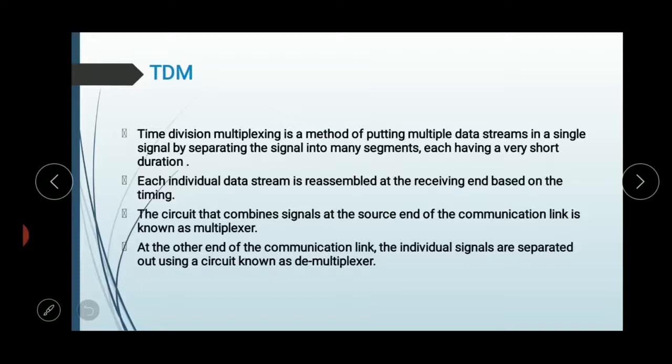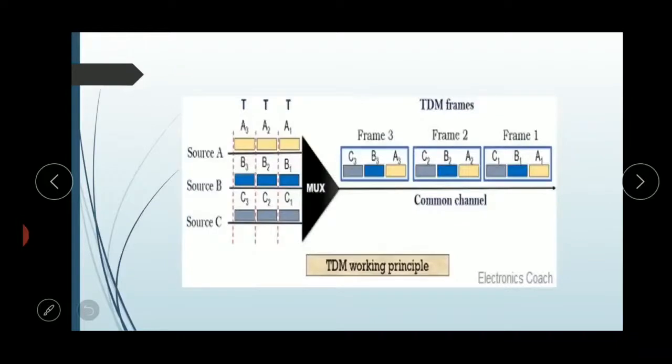So in TDM, the complete signal gets transmitted by occupying different time slots. The circuit that combines signals at the source end is known as the multiplexer, and at the receiving end the circuit used to separate the signals is known as the demultiplexer. So let's see this diagram.